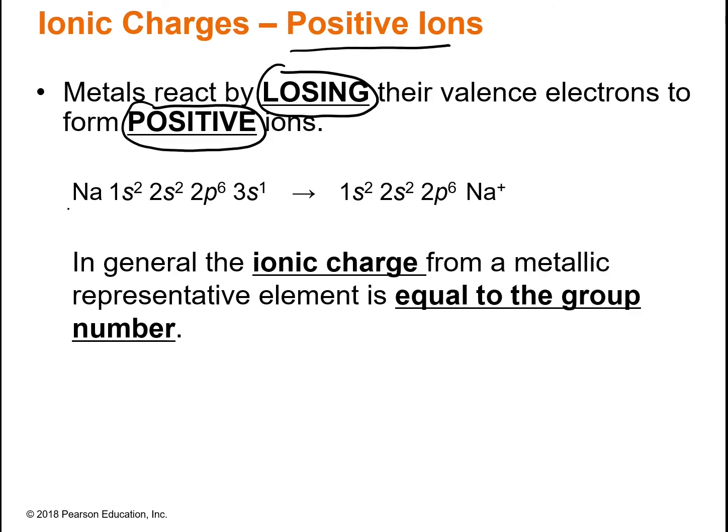So if we have sodium and its electron configuration, the valence electrons are going to be the ones in the outermost principal energy level. That's going to be the electron that's in the 3s orbital. If we lose that one, because metals lose electrons, we now have an imbalance. Look at your periodic table. What is the atomic number for sodium?